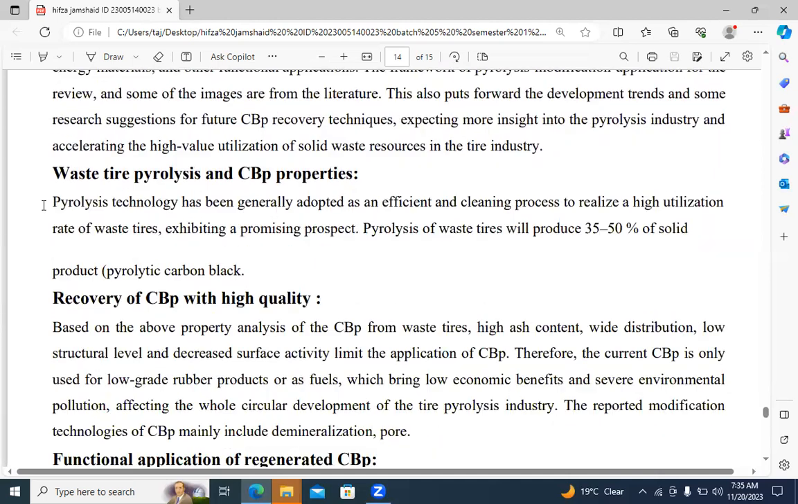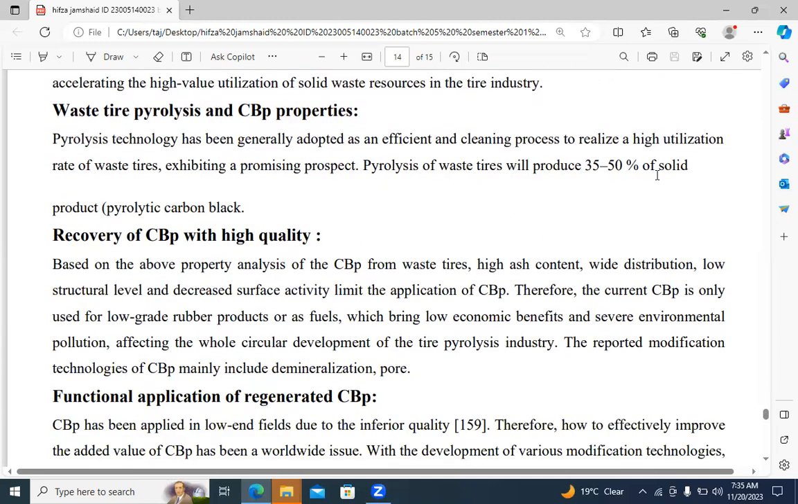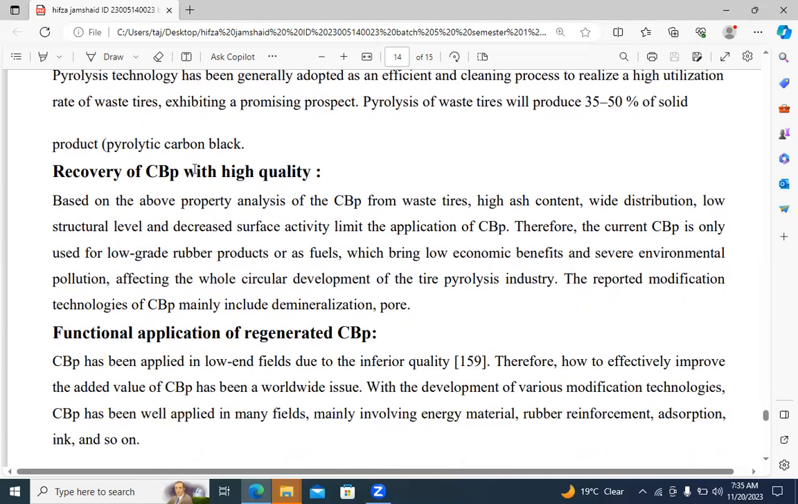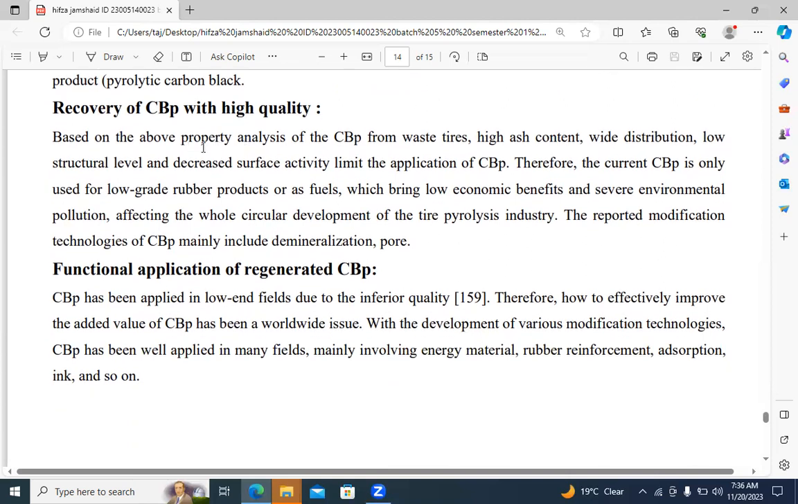They have written about waste tire pyrolysis and carbon black pyrolysis properties. When we use pyrolysis technologies, it is an efficient and clean process that relies on high utilization rate of waste tire, and pyrolysis of waste tire will produce 35 to 50% of solid product, that is pyrolytic carbon black.